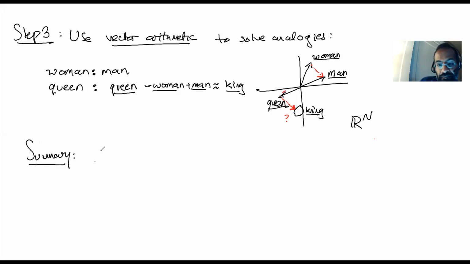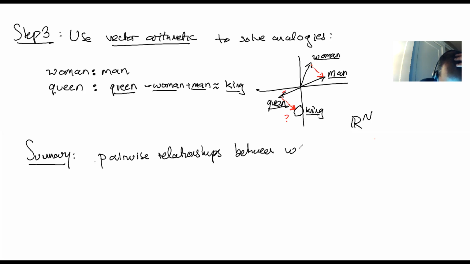So the summary is that the pairwise relationships between words are reflected in the differences between the corresponding vectors. So literally differences in the sense of subtraction.